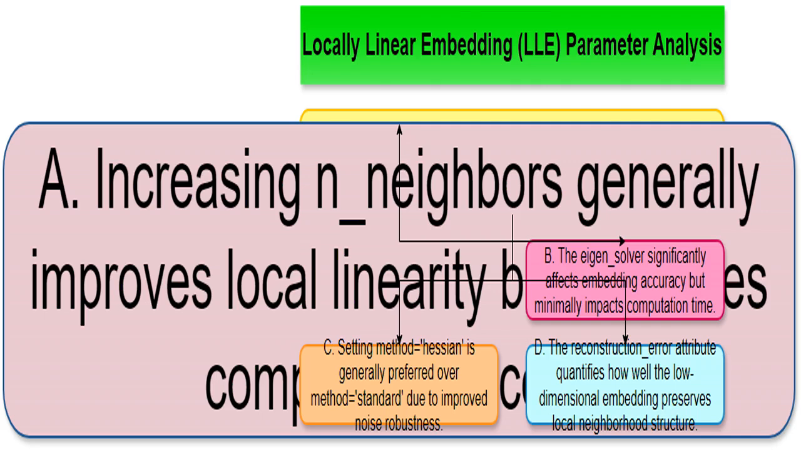Let's dive in. Increasing the n_neighbors parameter, which determines the number of neighboring data points considered during the embedding process, generally results in a better representation of local linearity. This is because more points are used to form the local linear approximations, allowing LLE to better capture the local geometry. However, this improvement comes at the cost of increased computation. More neighbors mean more calculations and, therefore, longer processing time.